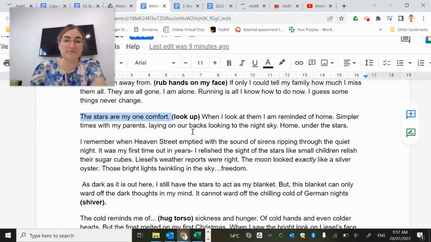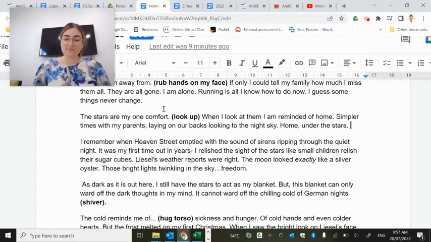being his only comfort. When I look at them, I'm reminded of home, simpler times with my parents, laying on our backs, looking to the night sky, home under the stars. So remember, motif and symbolism are important to have in your monologue. Motif are reoccurring ideas and themes or reoccurring dominant ideas. So abandonment, loss, freedom, those sorts of things are reoccurring.